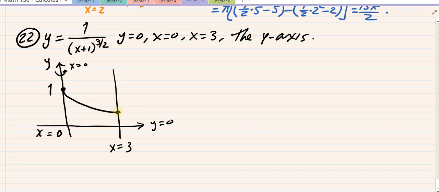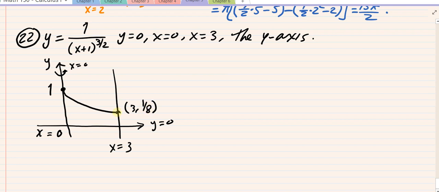And at 3, you plug in a 3. 3 plus 1 is 4. 4 to the 3/2 is the square root of 4 cubed. That's 2 cubed, or 8. So it's going to be 1/8. This is 3 and 1/8, actually. 8 was just the denominator. 1 over 8 is the actual function value.